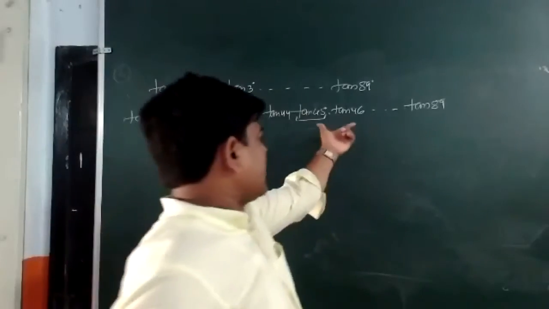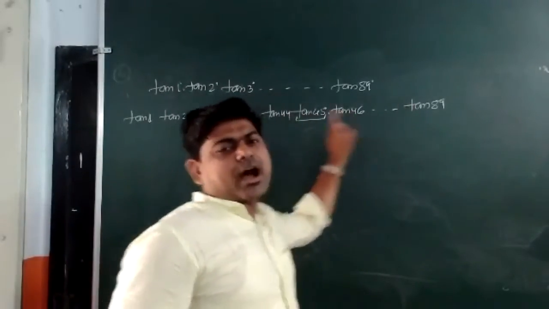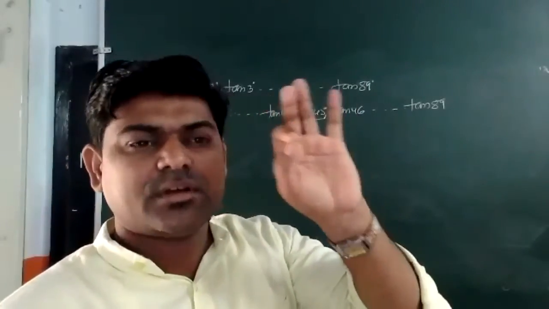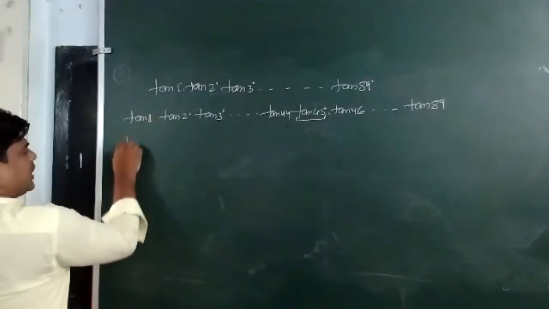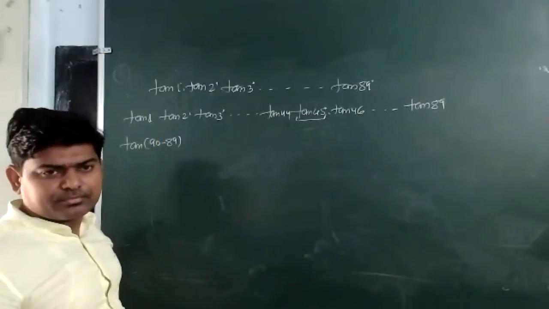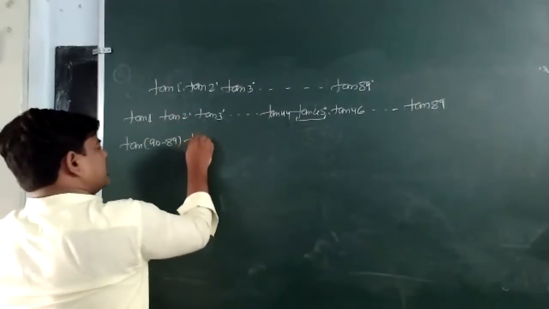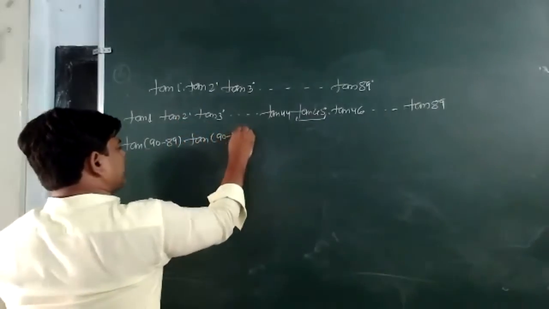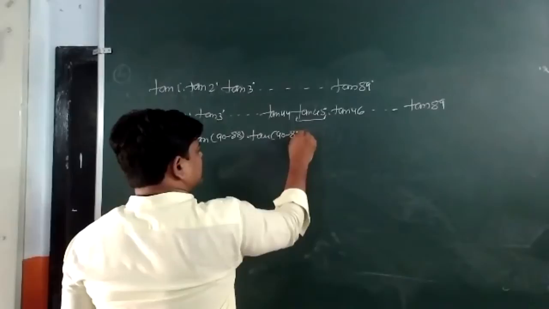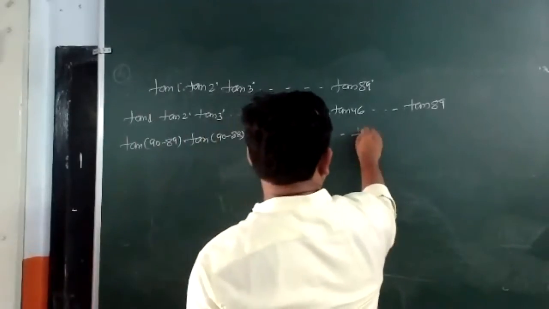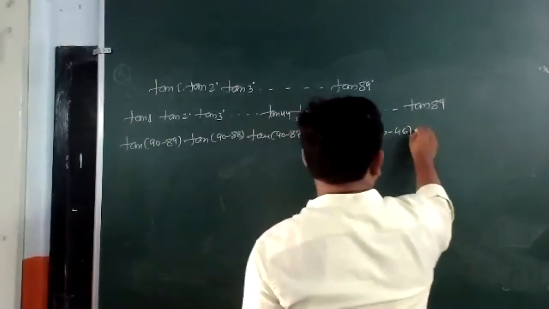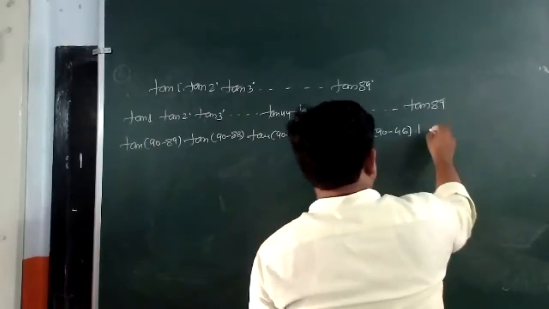Any one of these two parts, either after 45 or before 45, I am going to convert with the help of complement. Listen to me, 1 can be written as 90 minus 89. Say yes or no. Yes, sir. 2 can be written as 90 minus 88. 3 can be written as 90 minus 87. 44 can be written as 90 minus 46. And the value of tan 45 is 1. And then all these will remain the same.